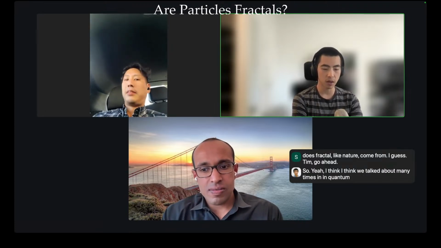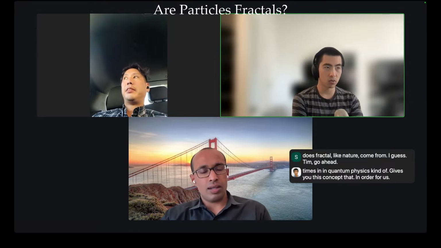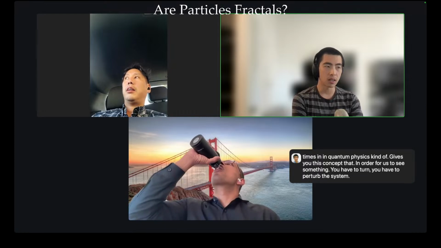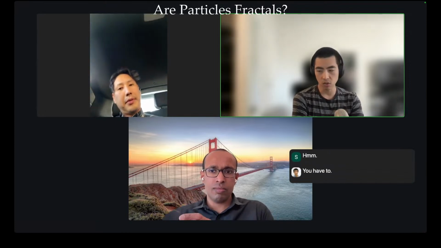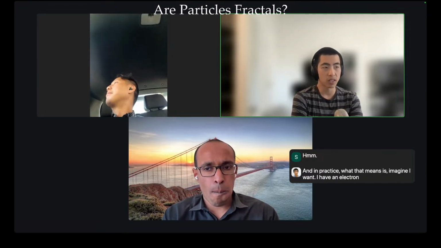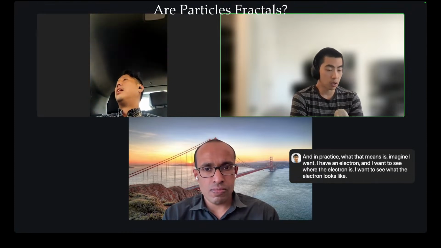Yeah, I think we've talked many times about how quantum physics gives you this concept that in order for us to see something, you have to perturb the system, and that's fundamental to quantum physics, right? In order to make an observation, you have to tweak the system a little bit. In practice, imagine I have an electron and I want to see where it is, what that electron looks like. You have to choose a particle, let's say a particle of light.